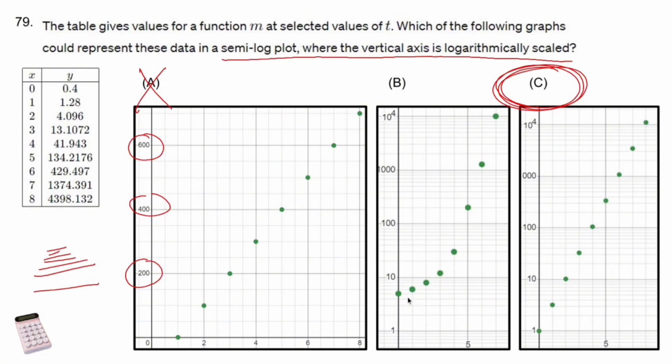B gives me what looks like is quadratic or something like that. It gives me a curve. If you have a curve on a semi-log plot, you don't have an exponential function. So it's not going to be B. So although the temptation is to look at this and be like, oh yeah, no, it's exponential, so it should look like that, exponential growth. Yeah, it'll look like this on a rectangular plane, but it'll look like this on a semi-log plot.